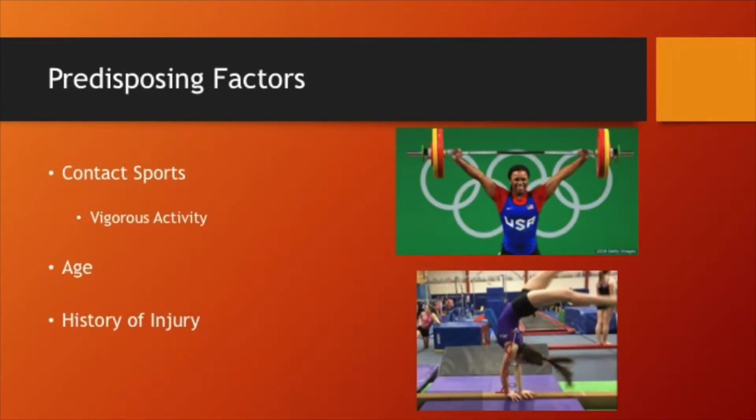The predisposing factors for elbow hyperextension are contact sports, such as boxing or football, also other vigorous sports like gymnastics and weightlifting. Age can also predispose an individual to this injury because as we age, our bones and ligaments get weaker and more likely to be moved out of their normal range of motion. Lastly, any previous injury to the elbow can make the joint weaker and more prone to another injury.